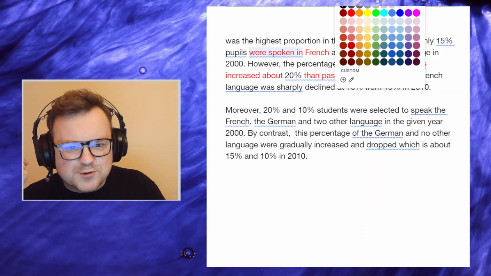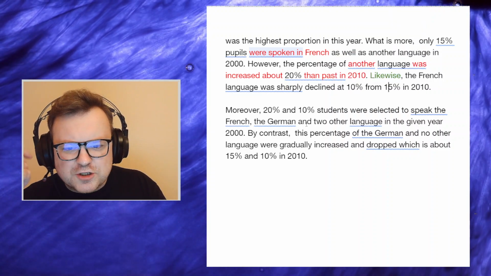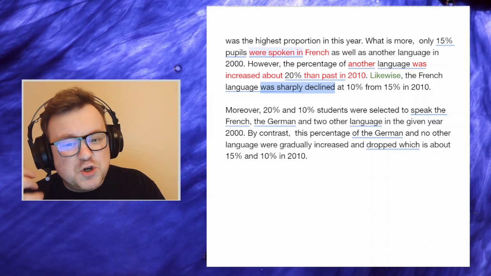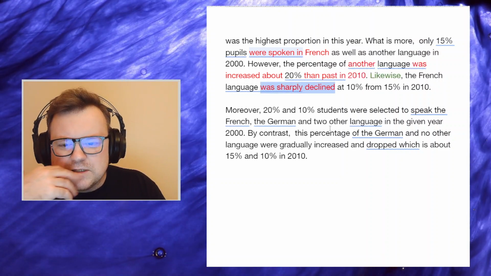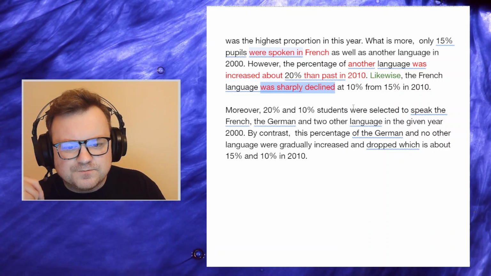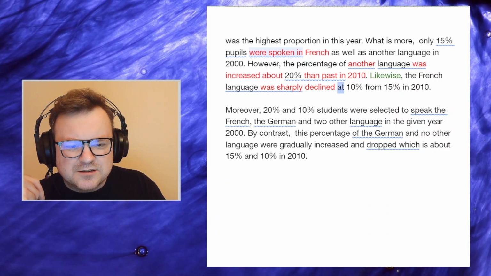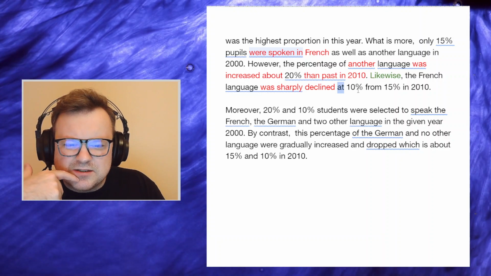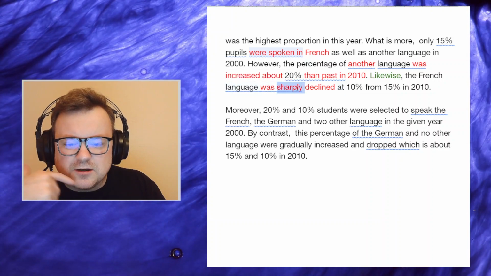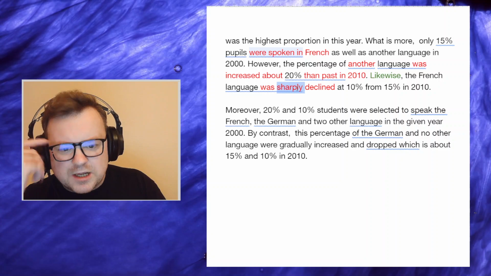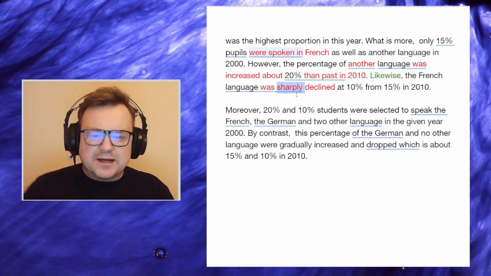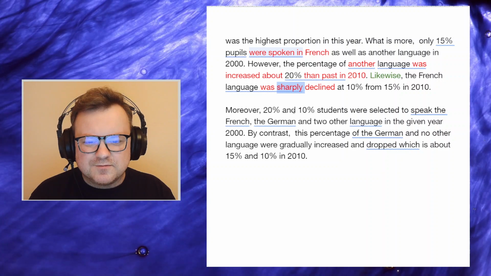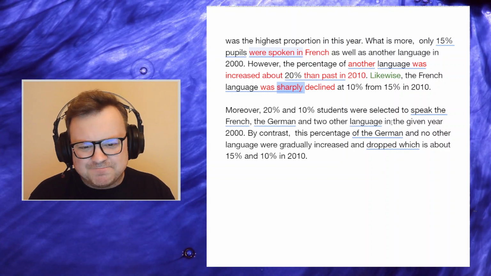Likewise, good signposting language at least. Likewise, the French language was sharply declined again. Problem with past simple. The candidate has no control, unfortunately, over past simple. Simply, we should use sharply declined. At 10%. Is that a sharp decline from 15% to 10%? I don't know if that's really sharp. I like the word sharp if it's that angle. But again, I don't think that's sharp. From 15% to 10%? Nah.